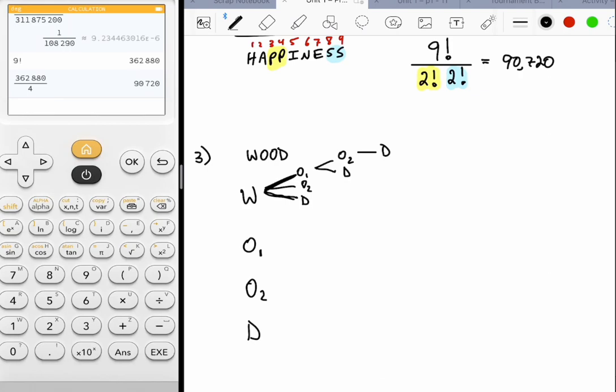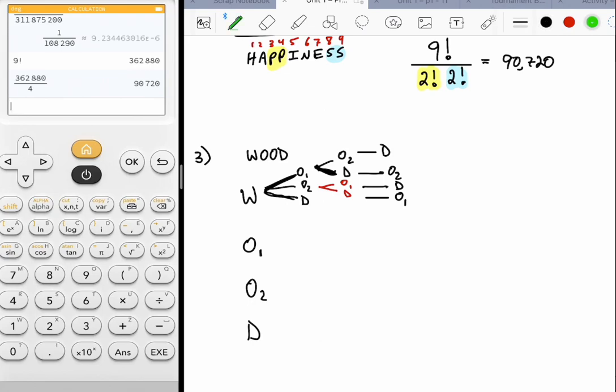W, O1, D would lead to O2. All right, so far so good. We don't have any repeated words here. But when we get to the next level of this tree diagram, WO2 would have to be followed by O1 or D. WO2O1 would have to be followed by a D. WO2D would have to be followed by O1. And again, just to avoid having to do the entire tree diagram, I'll complete it all later.